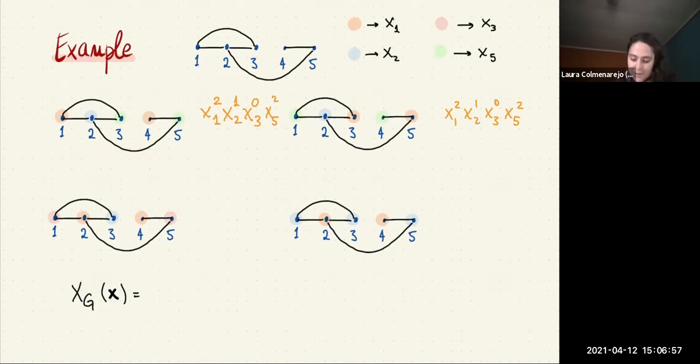Now, the one in the bottom has x1, x2, and x3. So x1 appears twice, x2 appears once, and x3 appears another 2 times.